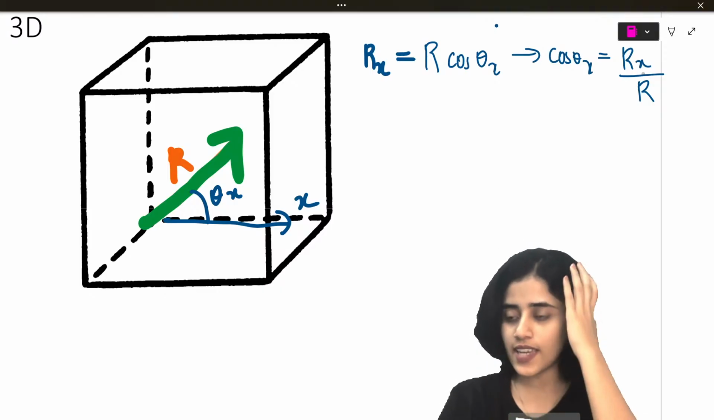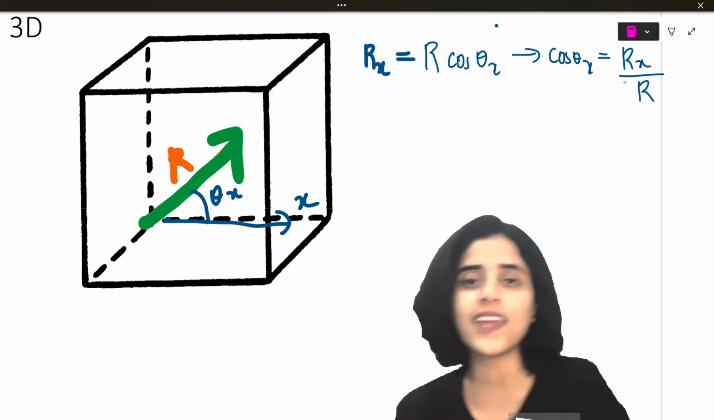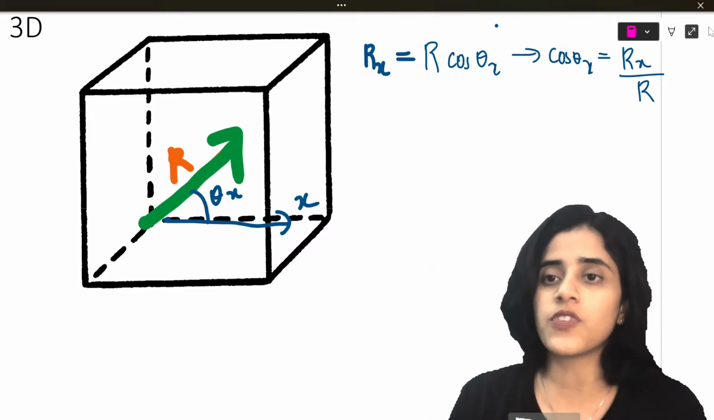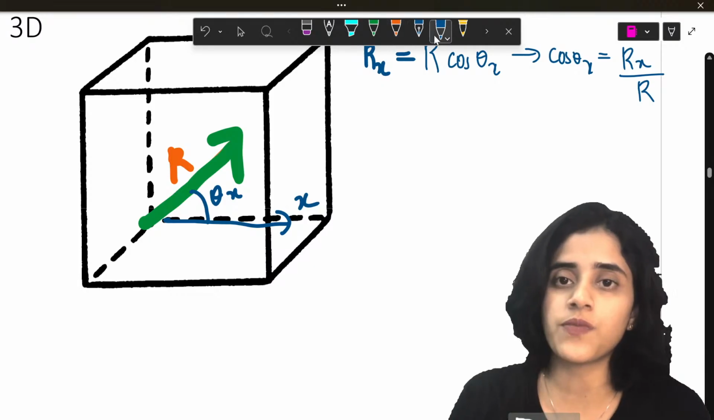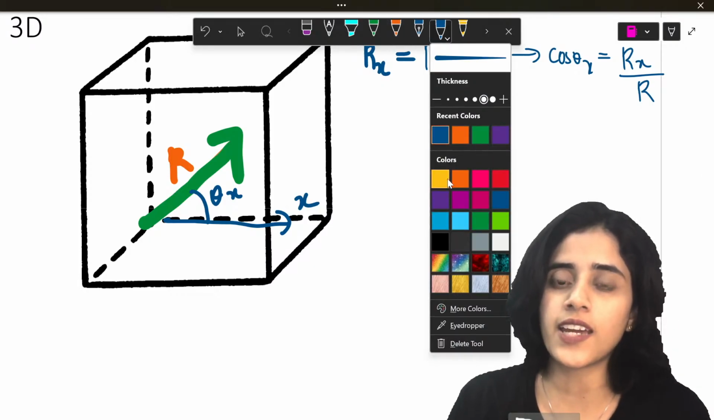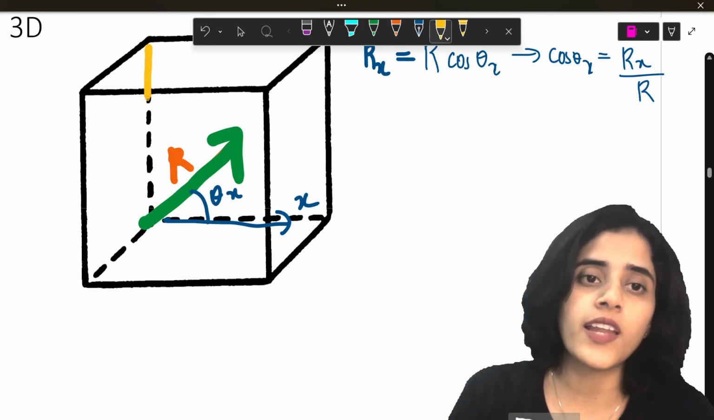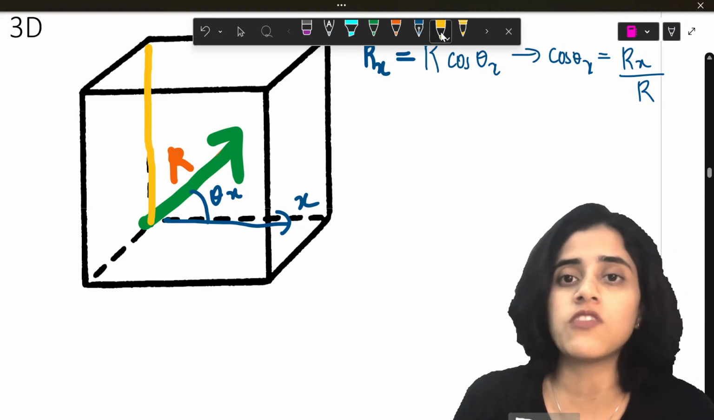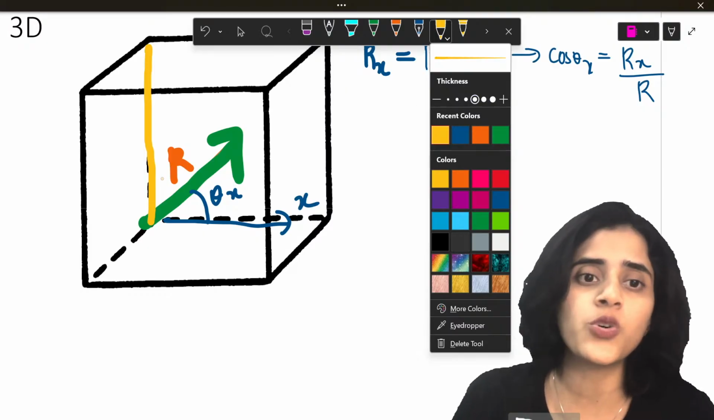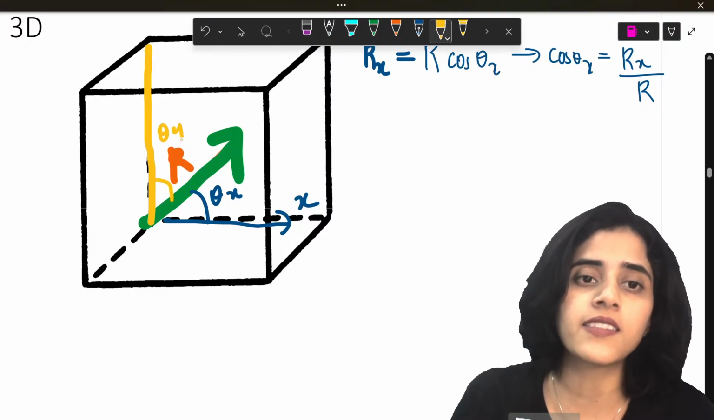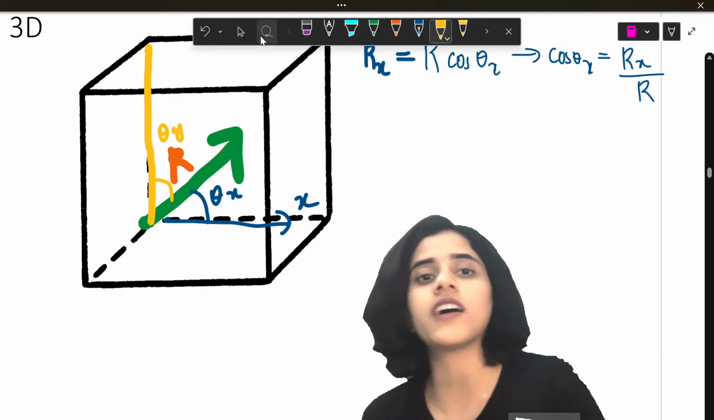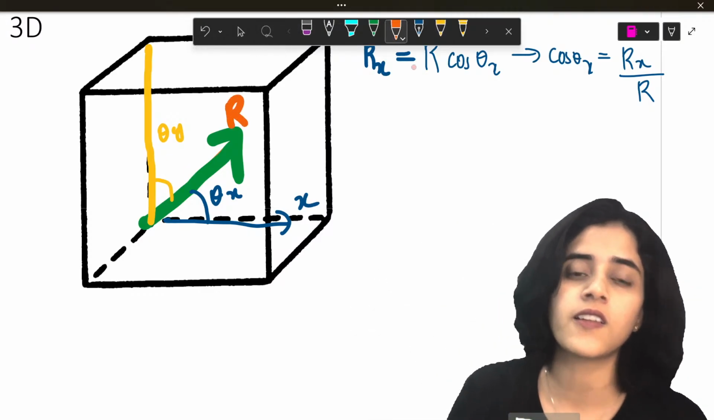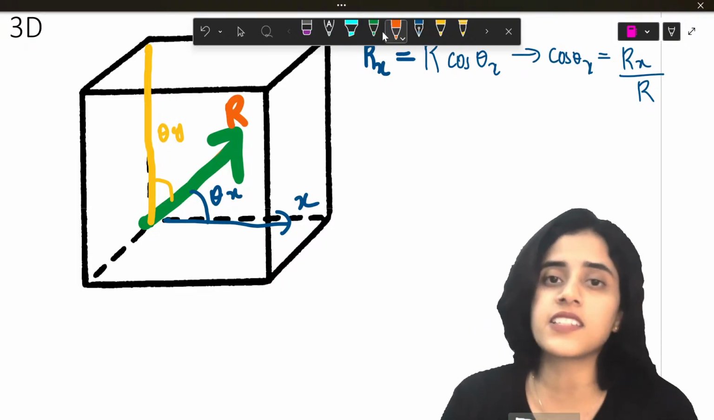Okay? Cos theta x is equal to Rx by R. Now, we will consider with respect to the y-axis. Let's look at the angle that R makes with the y-axis. You can see R makes an angle theta y with the y-axis. So, let's put R here.